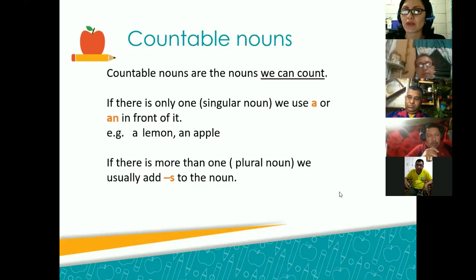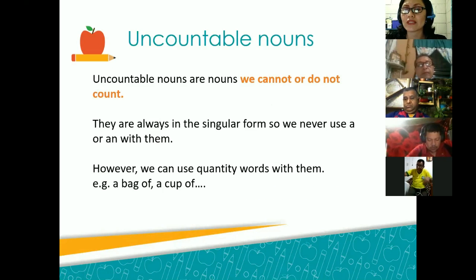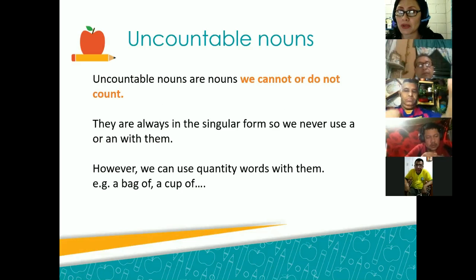¿Qué más aprendimos ayer? Bueno, we said that with uncountable nouns, ¿verdad? Con los uncountables, it is a little bit different porque we cannot count them. No los podemos contar, okay? And they are always in the singular form. Siempre están en singular, pero no usamos A ni tampoco N, okay? And also, ahí dice, ¿verdad? We never use A or N with them. However, we can use quantity words, ¿verdad? Sí podemos usar quantity words, ¿verdad? Que son, pues, a bag of, a cup of, a slice of, a head of, a carton of, etc.